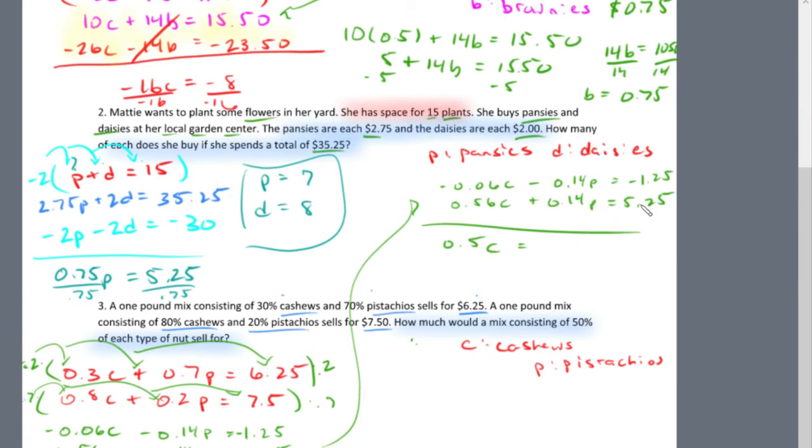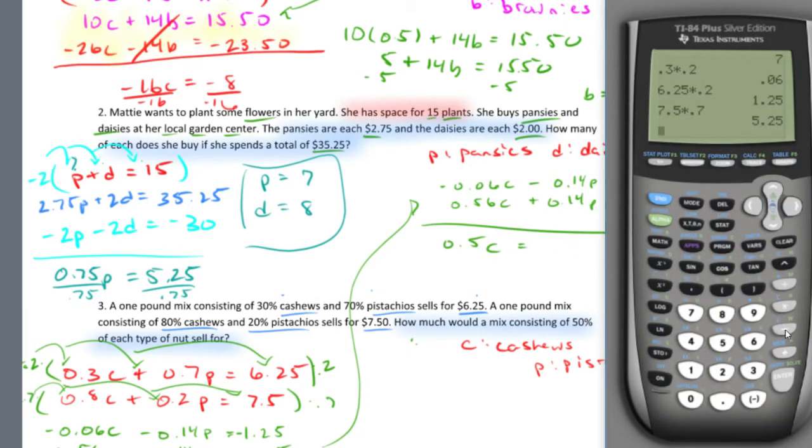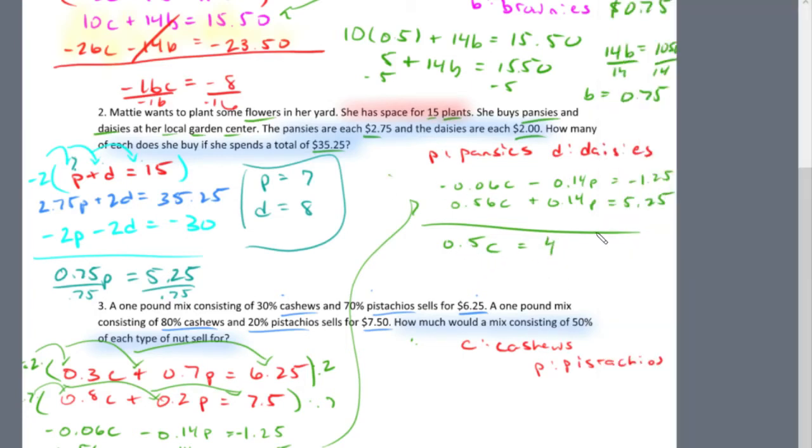0.5c equals whatever this is. 4? Divide by 0.5 and you get c equals 8. So I know c is 8. That means a 1 pound bag of cashews would cost $8. Now we need to plug that back in. Plug it into one of these equations. I'll plug it in here.